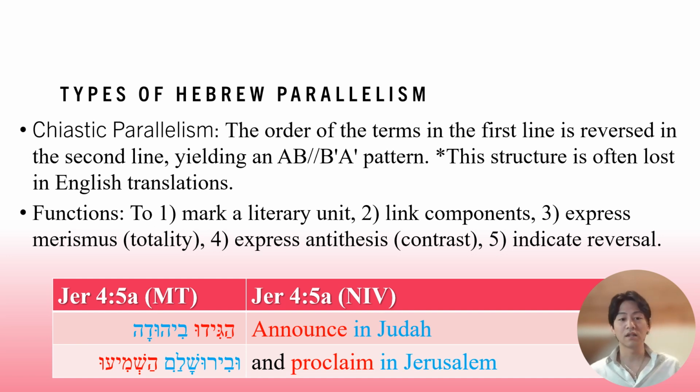We actually see that it's an A, B, B apostrophe, A apostrophe structure, in which right after B'Yehuda, it says U'V'Yerushalayim, where these two geographical terms are happening right next to each other. Here, maybe this is both marking a literary unit and talking about the totality. It's not saying that this announcement should simply be done in the country or region at large, but everything in between, little towns as well as in the wider country.